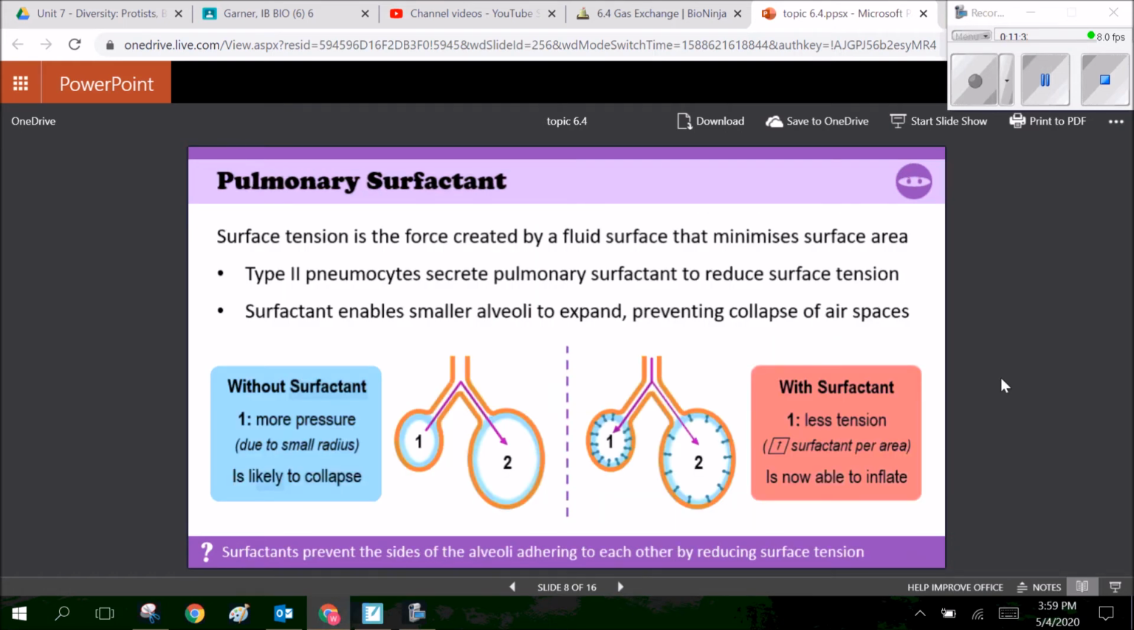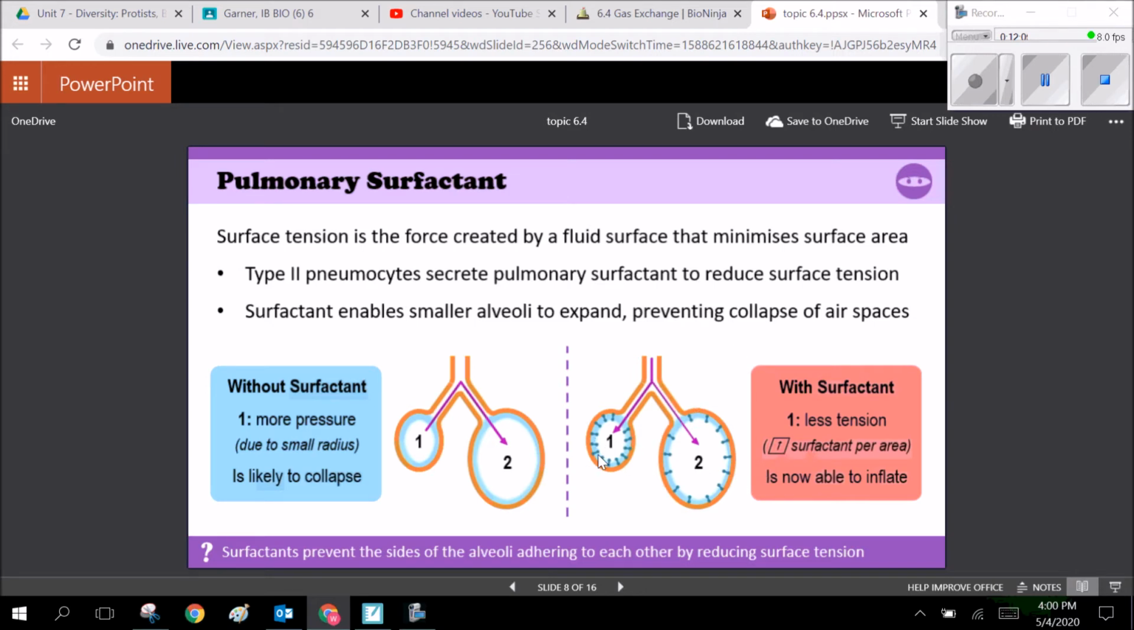Pulmonary surfactant. So surface tension is the force created by a fluid surface that minimizes surface area. Obviously you guys know what surface tension is because you've seen water and you've seen bugs walk on water. So the surfactant enables these little alveoli to expand. Now, if they weren't able to expand, I want you to notice a couple things here. One, the alveoli would have far less volume. And if you look over here, we can see that the surface area to volume ratio is a lot closer than over here where it's a lot smaller.